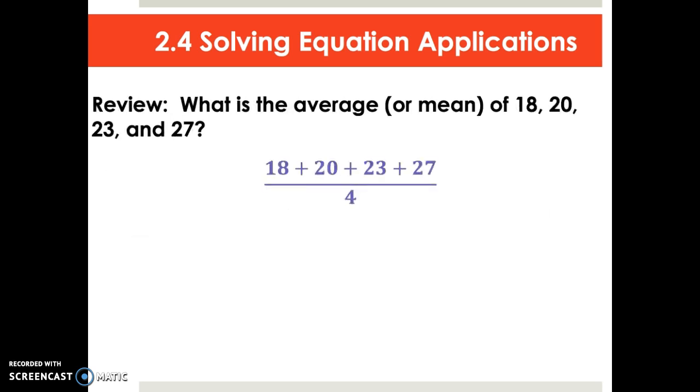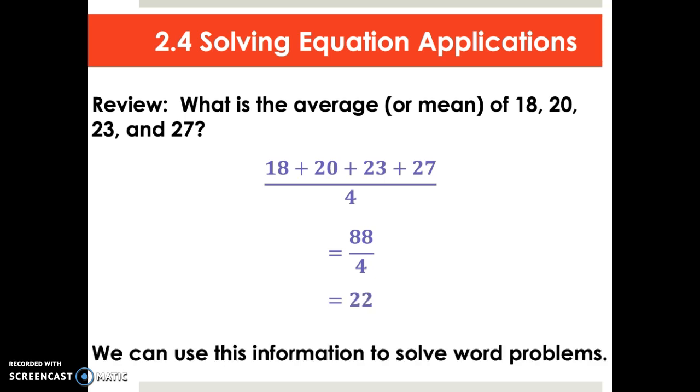So the average or mean of 18, 20, 23, and 27, you see we add them all together, then we make our fraction bar all the way across and we divide by 4. So we have a total of 88 on top and we're dividing by 4. 88 divided by 4 is 22. So we can use this information, or our ability to find averages, to solve some kinds of word problems.